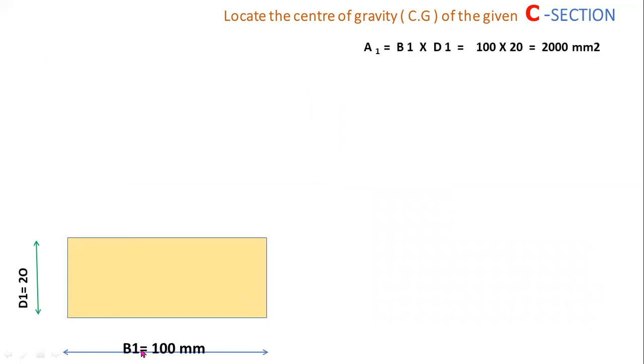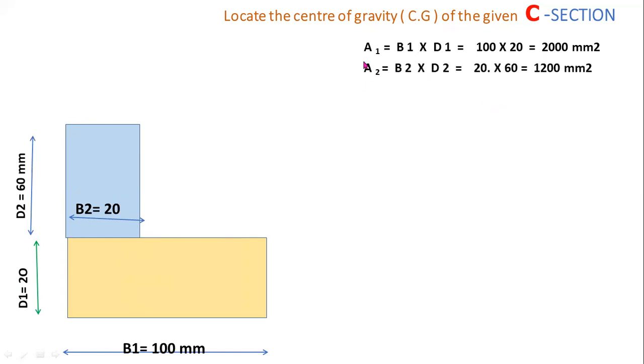Here B1, D1. This one is a rectangle, so the area of this bottom rectangle is A1 equal to B1 into D1, equal to 100 into 20. Base B equal to 100 and depth D equal to 20. So 100 into 20 equal to 2000 mm square. And here this one is B2 and this one is D2. So the area of this second rectangle is A2, equal to base into depth. Base equal to 20 and depth equal to 60. So 20 into 60 equal to 1200 mm square.